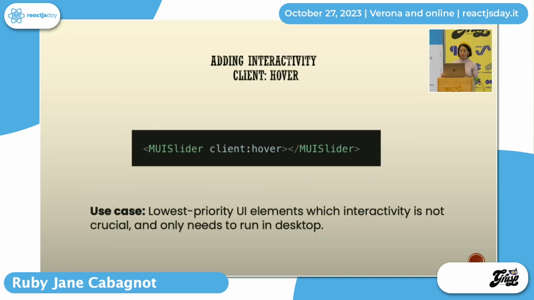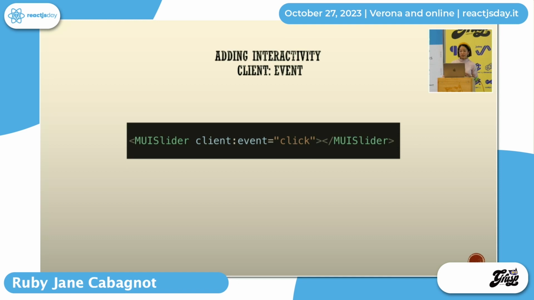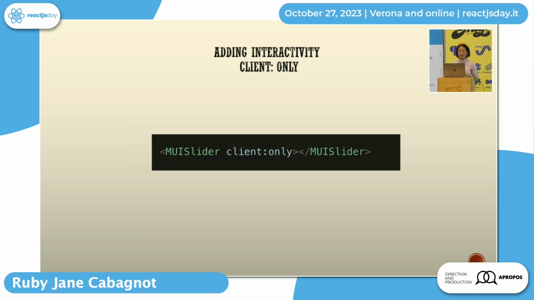And then we have client hover also. The use case for this is lower priority UI elements for which interactivity is not crucial, so it only needs to run when you need it. And then client event. The component eagerly hydrates when specified DOM events are dispatched. And then the last one is client only. When true, the component will not run in SSR, but only in the browser.